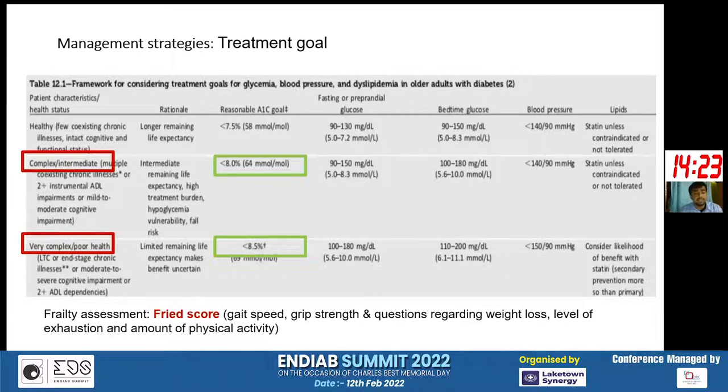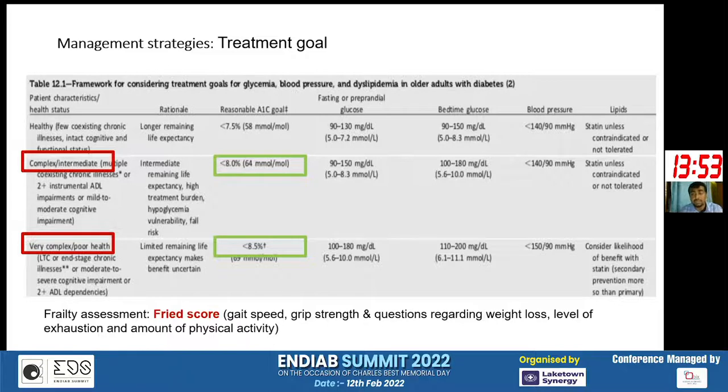Now, if the patients have multiple comorbidities, or the patient is frail, then it is reasonable to have a relaxed HbA1c target, that is 8%. And if the patient has some end-stage chronic illness, like end-stage chronic kidney disease, and there is a risk of severe hypoglycemia, or a history of recurrent hypoglycemia, then sometimes A1C may be relaxed up to 8.5%. And in those cases, the blood pressure target should also be relaxed, like 150/90.